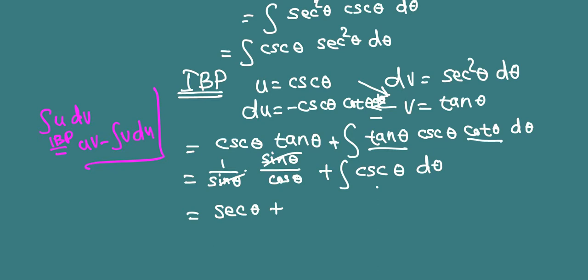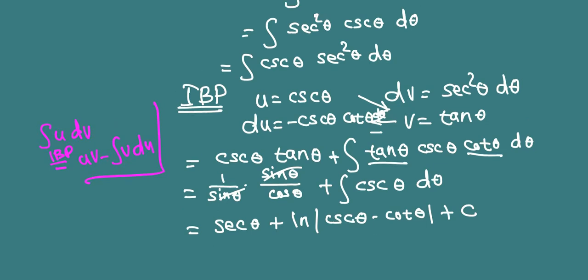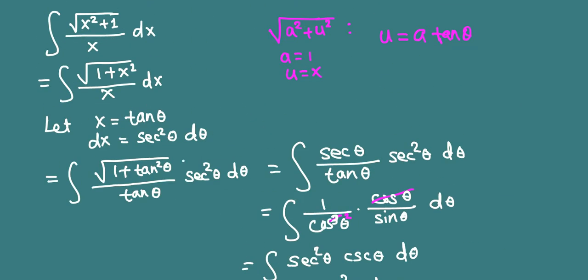Thus you may have memorized the formula. Use substitution, and the antiderivative of cosecant will be natural log of cosecant minus cotangent theta plus c. You can look at this integral in the substitution, the method of substitution section. We are not done, because the original question was given in terms of x.